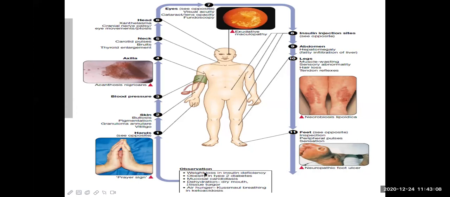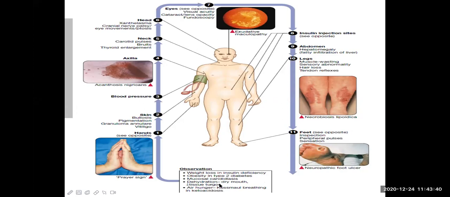Now, before I go to the next slide, look at this observation. Weight loss occurs in insulin deficiency. We all know that point. Type 2 diabetic people are usually obese, but at the time of diagnosis, they may lose weight. Mucosal candidiasis is very common in diabetes, like oral thrush in the oral cavity and genital candidiasis in case of male and female as well.